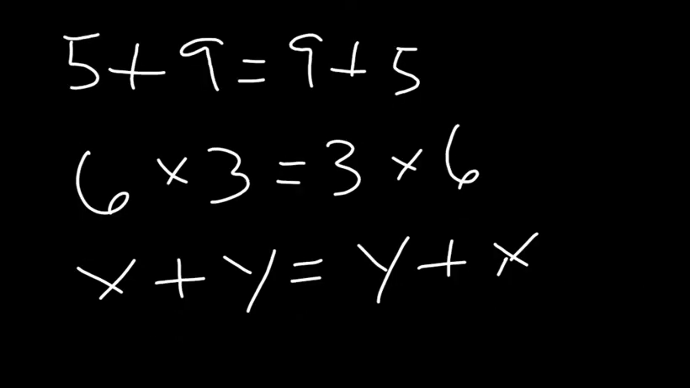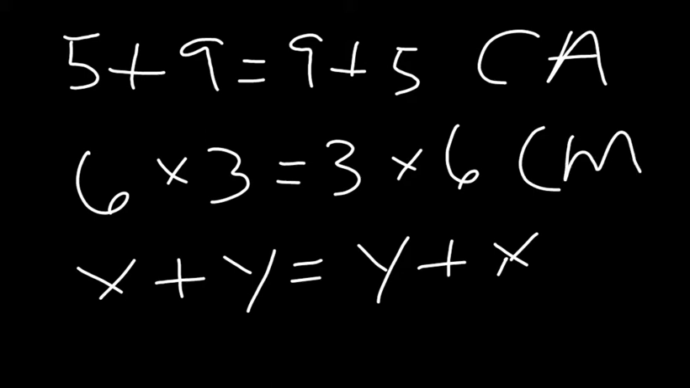Okay, which ones are these? The first one, 5 plus 9 equals 9 plus 5, is the commutative property of addition. We abbreviate that C of A, or CA. 6 times 3 equals 3 times 6 is commutative of multiplication. We abbreviate that CM. The last one, x plus y equals y plus x. Which property do you think that is? Commutative of addition or commutative of multiplication? If you said commutative of addition, you would be right.